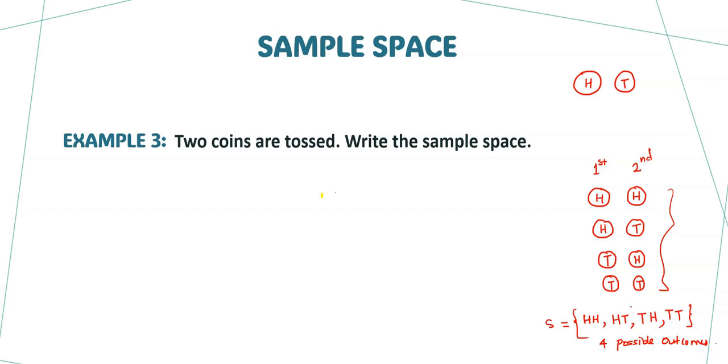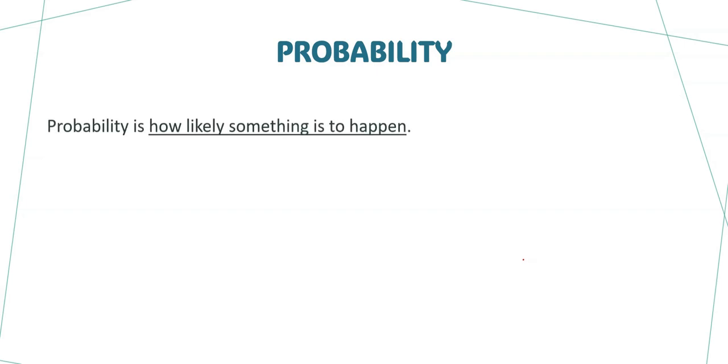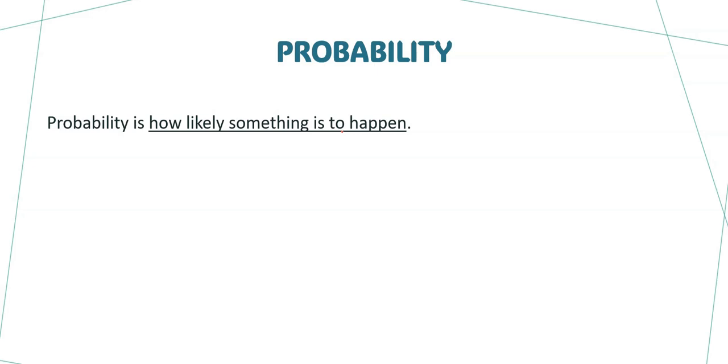Okay, so in this way, we will write the sample space. So you can write the sample space as this. Okay, now we define the probability. Now, what do we mean by probability? Probability is how likely something is going to happen. Like how likely it's going to rain. This is how we get the weather forecast, or how likely you are going to watch this video. Okay, so that's the probability.